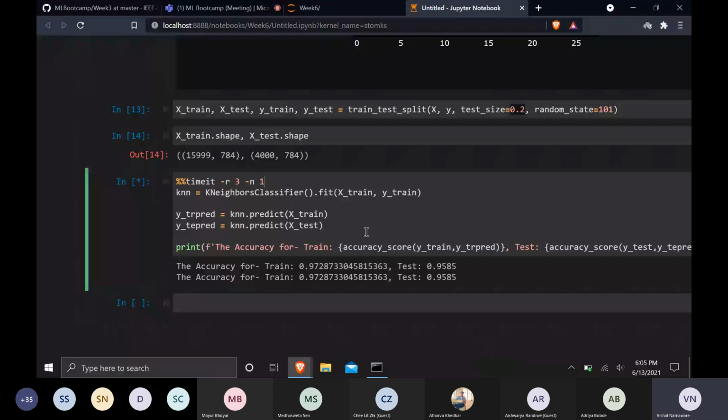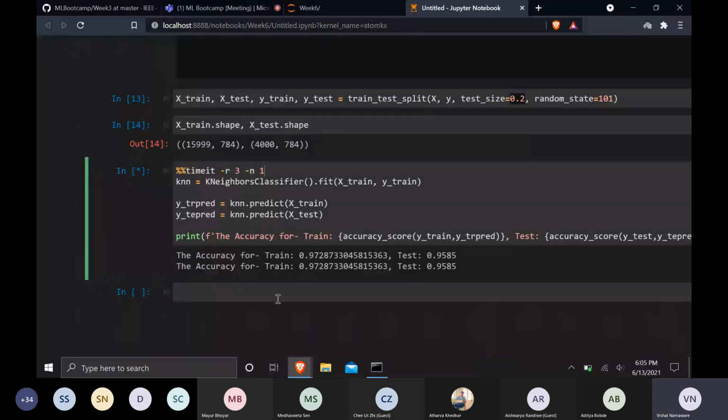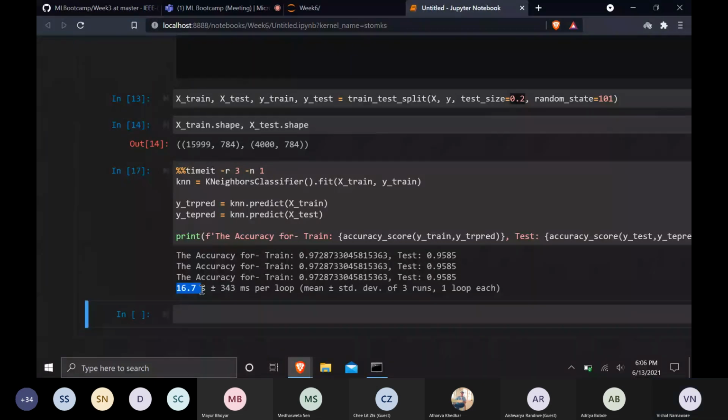Right. And one last time. Yep. So this cell took almost 16.7 seconds, plus or minus 343 milliseconds. So this is a very compute heavy implementation. Right. So we are going to see how we can reduce the time required to run this cell.